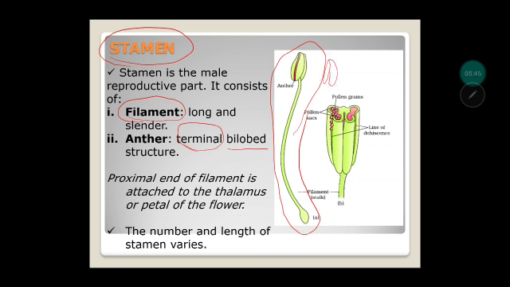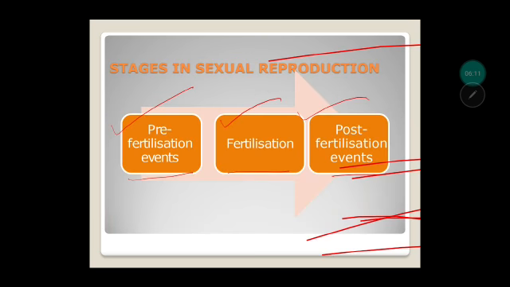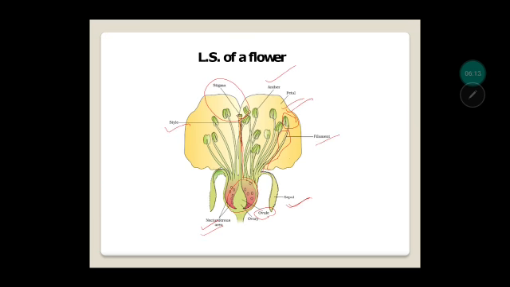Okay, so two lobes are there which are called the anther. Now listen to this term very carefully: proximal end. The proximal end of the filament is this end we are talking about. The proximal end of the filament is attached to the thalamus or petal of the flower. So what is the petal? The pankhuriyan, like you say, those are petals, and the thalamus is the part where the sepals start. If you see in this diagram, this is the thalamus we are talking about.